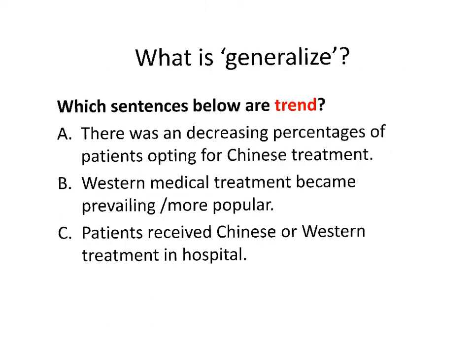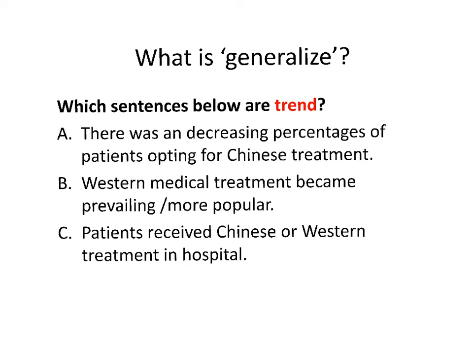So what is generalization, 歸納, and what is the trend? Take a look on these 3 examples, example A, B, and C. See which of them is not a trend. And bear in mind that trend means the generalization of the change. You need to show the change.